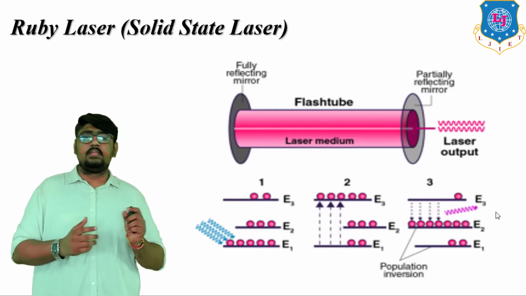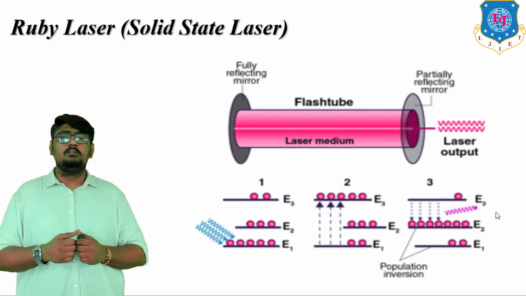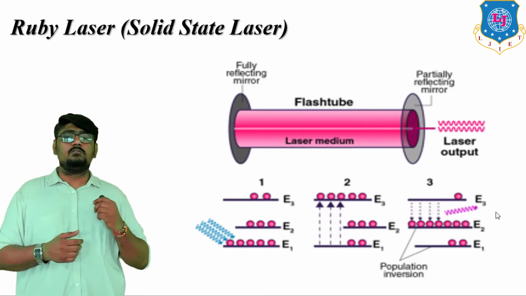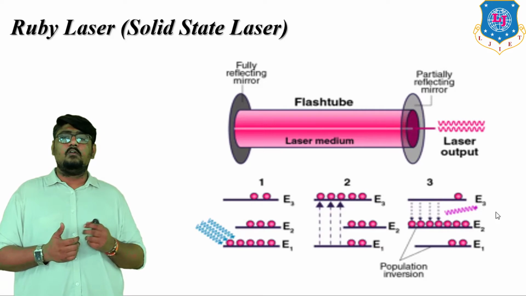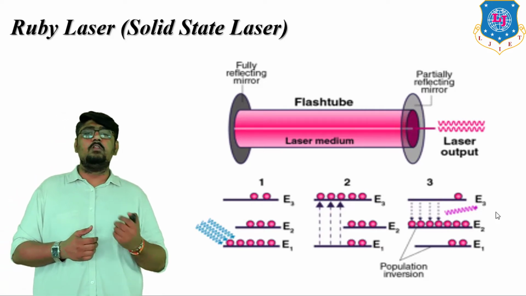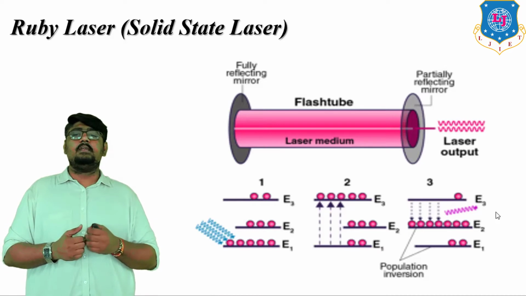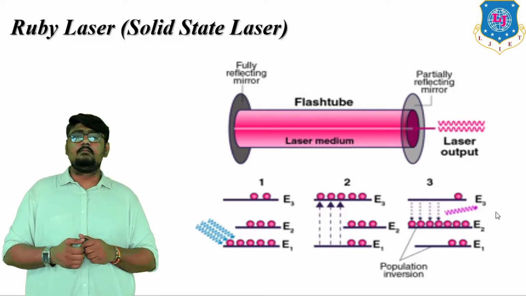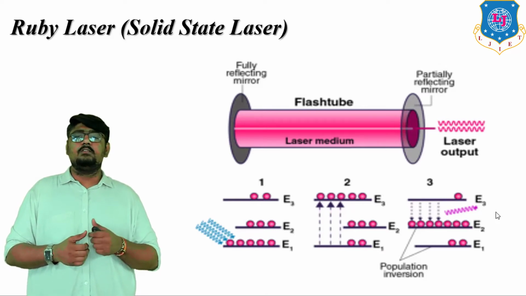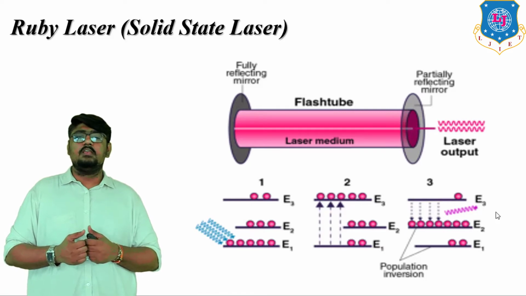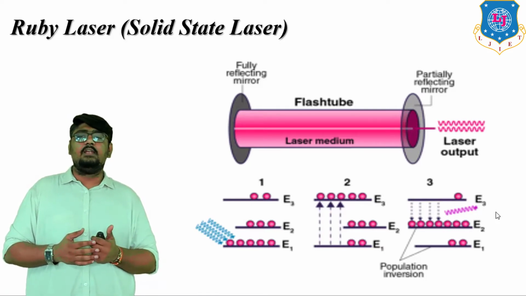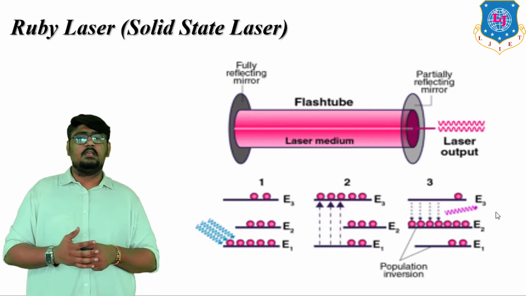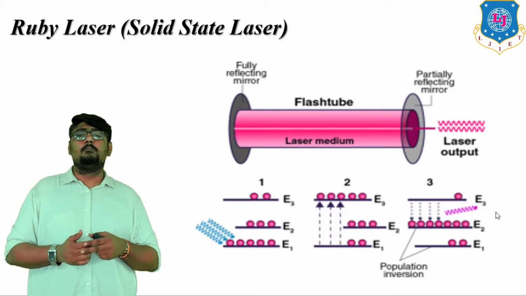Some atoms in the state E3 emit a photon spontaneously by falling to the ground state. Some of these photons, which travel along the axis of the resonant cavity, produce stimulated emission, due to which the intensity of light builds up along the axis of the cavity. The laser is transmitted through the partially silvered surface. Each flash of light from the xenon lamp is used to produce a pulse of laser. Hence, the ruby laser is a pulsed laser.